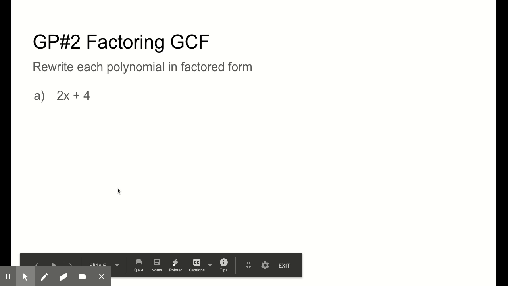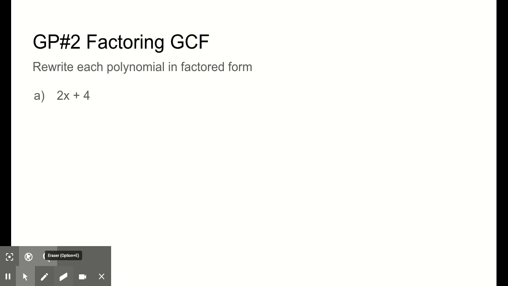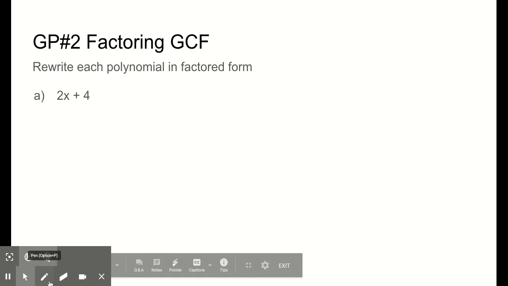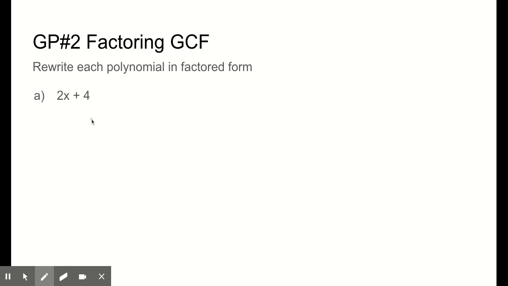All right, so for GP number 2, what we're looking to do is to rewrite each polynomial in factored form. So what we have to do is figure out the greatest common factor of the two terms in the polynomial, and then we have to factor that out and write it in factored form.